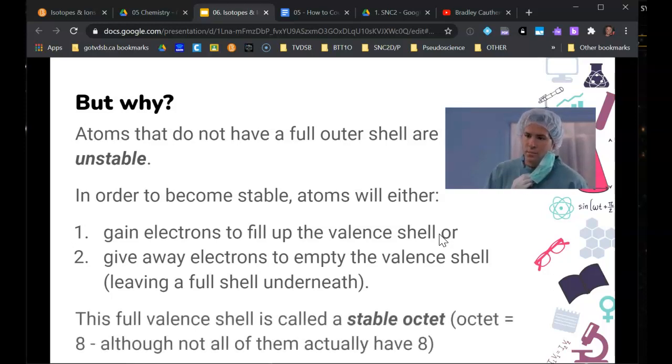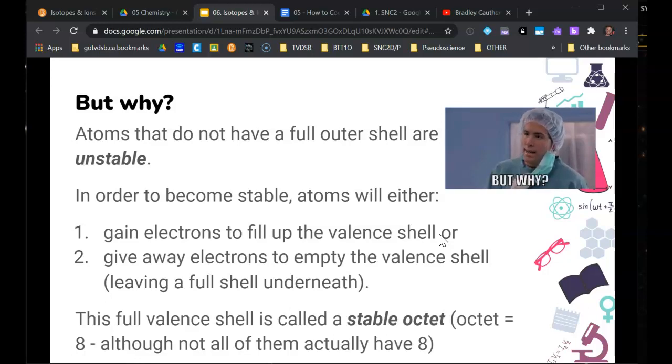Now, you will often see that full valence shell referred to as a stable octet. And we often refer to it that way because typically when we're talking about elements that are doing this, particularly when we're first learning about them, we're learning about some of the smaller elements. So we're learning about those elements in the first few rows. And if you remember, that outer shell in the second and third row can only fit up to 8 electrons. So a stable octet means we have a stable set of 8 in that outer shell.